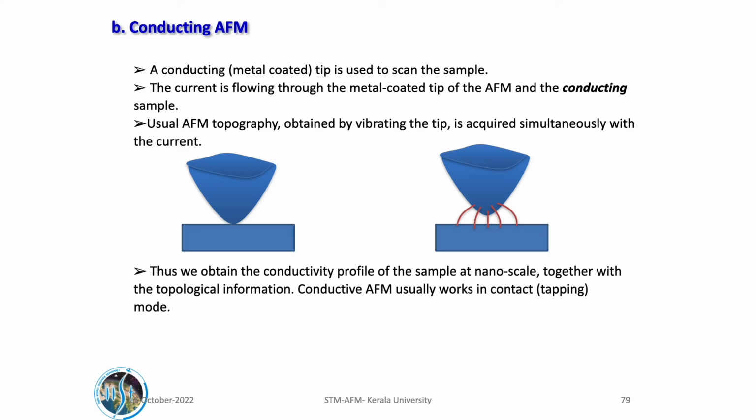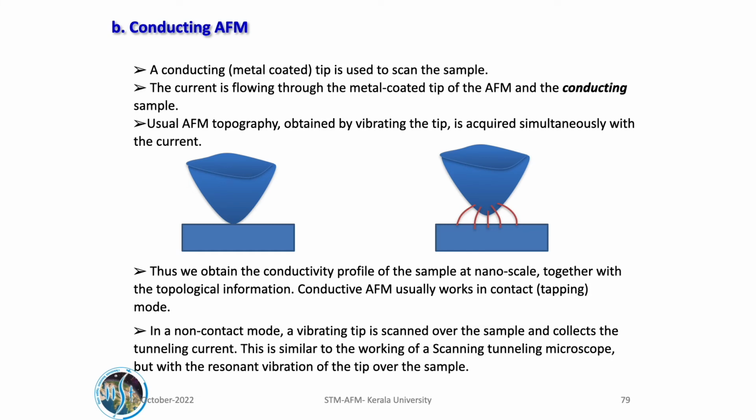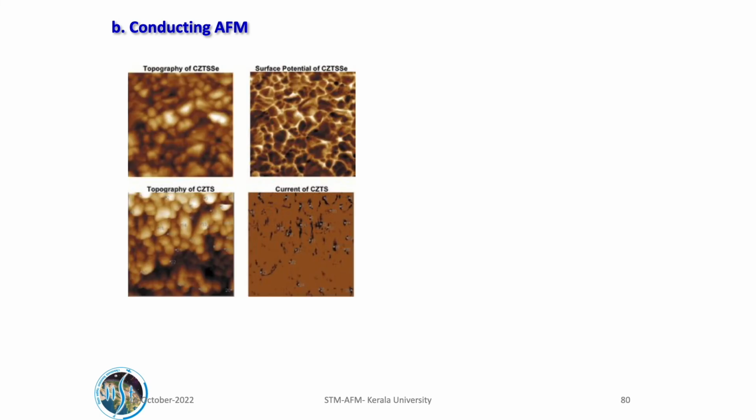This normally happens in tapping mode or in contact mode. If the sample is soft, tapping mode is better in this case. I will show you, this is a solar cell material basically. This is copper zinc tin sulfide, copper zinc tin sulfoselenide. It's a long name. Okay, this is the topography. At the same time, if I look at the current image, that means the conductivity image.